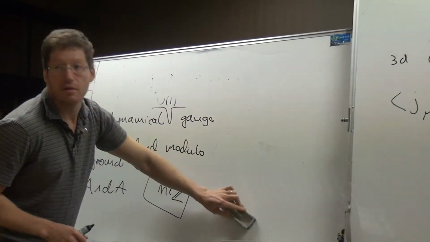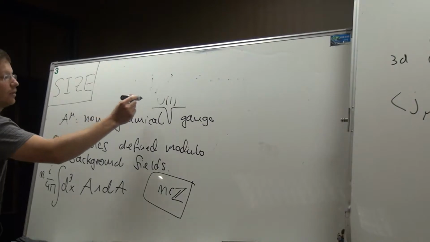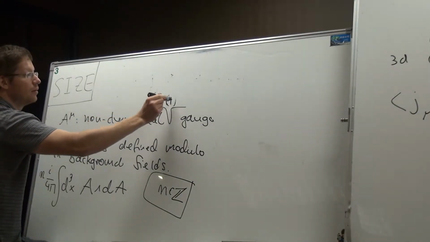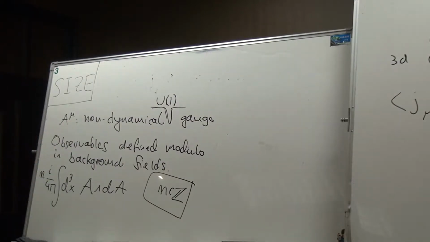I'm sorry, the n, because the n is quantized. It's U1 in U1. For U1, it is gauge invariant up to a surface term. So the question here was whether it's true that this is quantized even for U1. So the answer is yes. It is quantized even for U1.